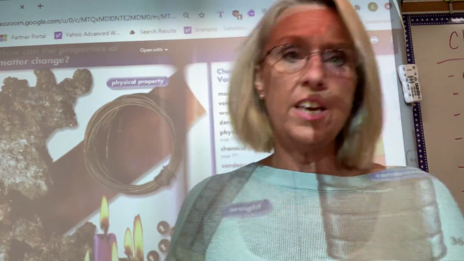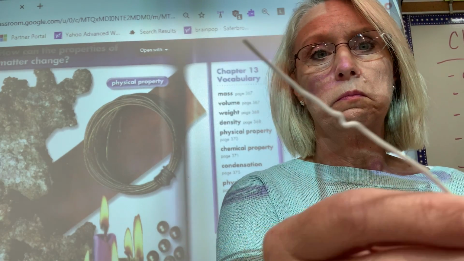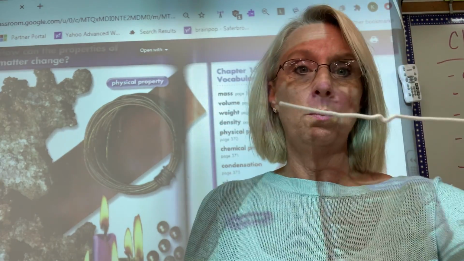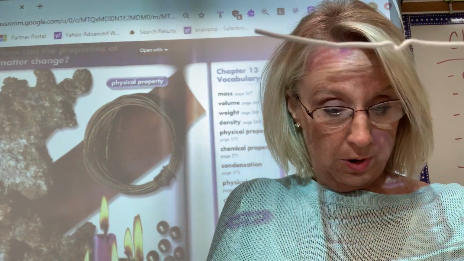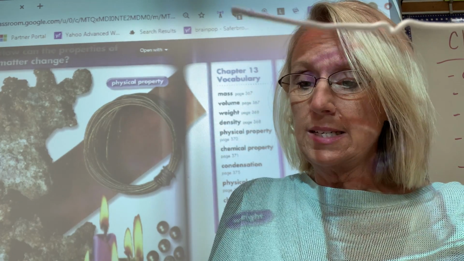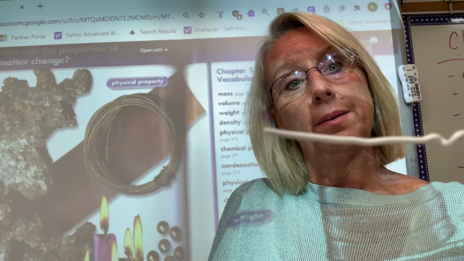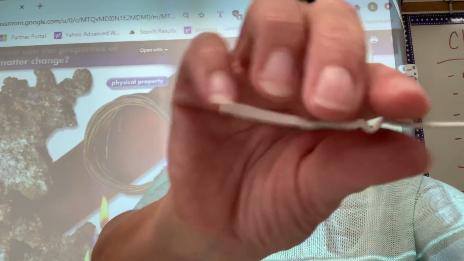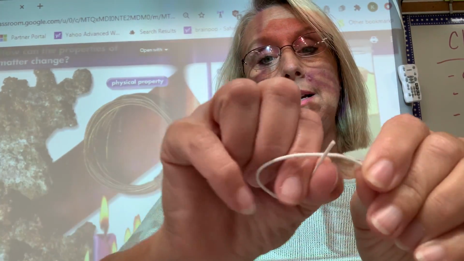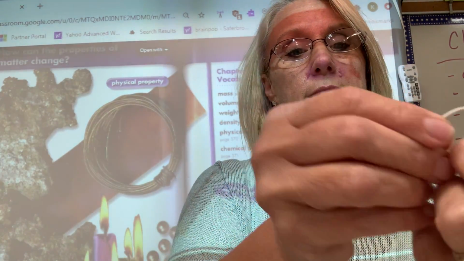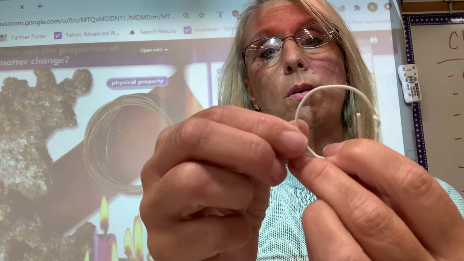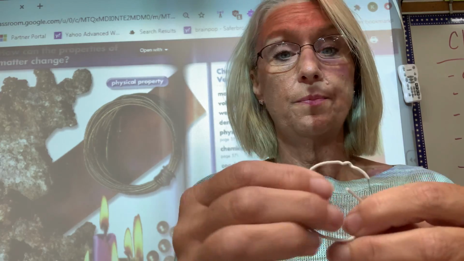So what I have here is a twist tie. Now, if I were to ask you, what is the physical property of this twist tie? I want you to think about that it is what can be seen. How would you describe it? You might say that it's white. It might be long. I can twist it. And now you might say it's in a circle. But you might say that it has a waxy covering over it.